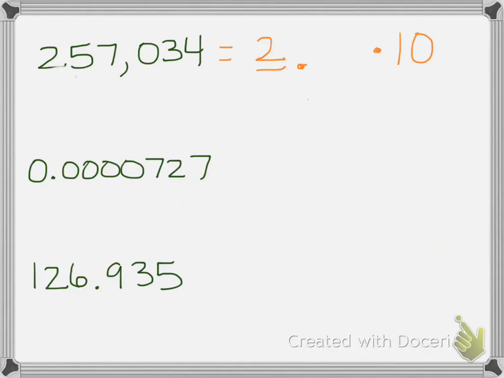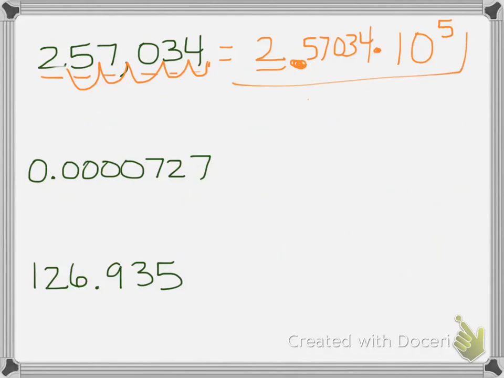So right now I'm going to count how many places I move the decimal. Start at the end. 1, 2, 3, 4, 5. So right away I know my exponent is going to be 5. My decimal is 2.57034. I have to write all of that, and I don't know if I have room. Oh boy, almost there. And there's a big fat decimal right there. Alright, that is my answer in scientific notation.